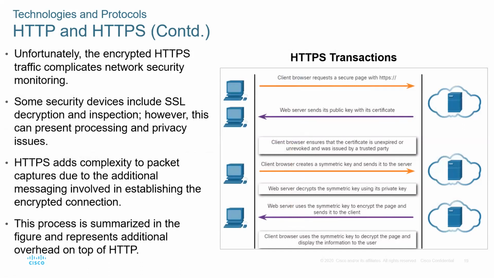So unfortunately, the encrypted HTTPS traffic complicates network security monitoring. Some security devices include SSL decryption and inspection. However, this can present processing and privacy issues. HTTPS adds complexity to the packet captures due to the additional messaging involved to establish the encrypted connection.